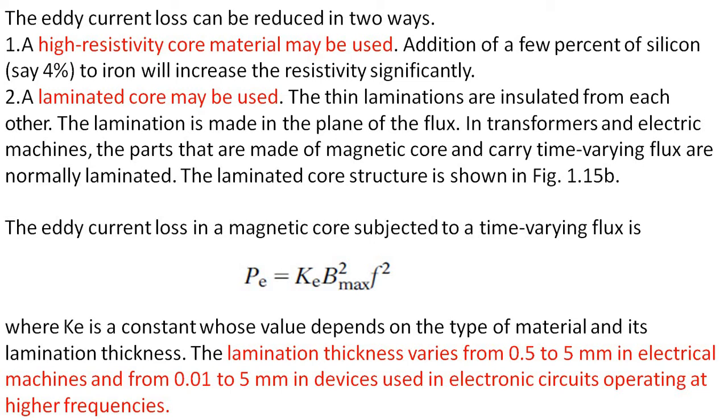The eddy current loss in a magnetic core subjected to a time varying flux is P_e equal to K_e B squared max f squared, where K_e is a constant whose value depends upon the type of material and its lamination thickness. The lamination thickness varies from 0.5 to 5 mm in electrical machines and from 0.01 to 5 mm in devices used in electronic circuits operating at high frequencies.